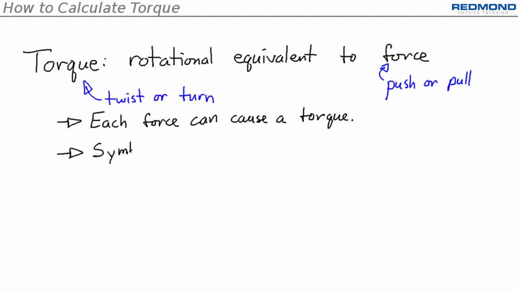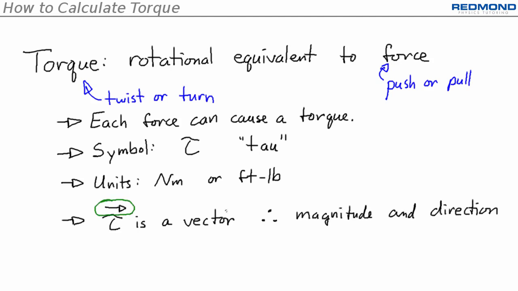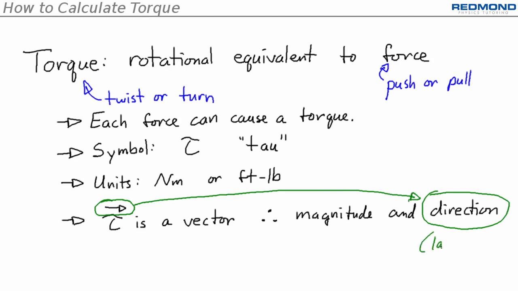Torque is often written using the Greek letter tau, spelled T-A-U, and has units of Newton meters or foot-pounds. Torque is actually a vector, even in 2D, which means that it has magnitude and direction. I'll focus on calculating the magnitude first and describe the direction separately in a later video.